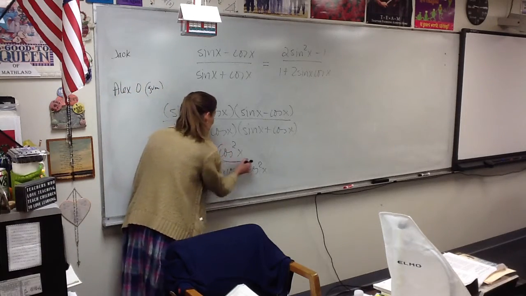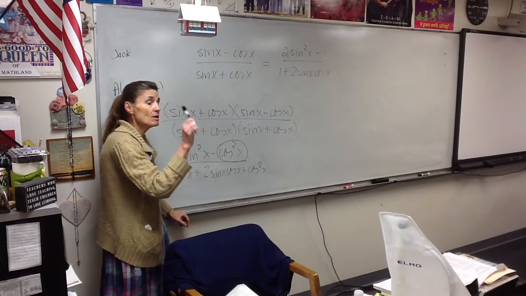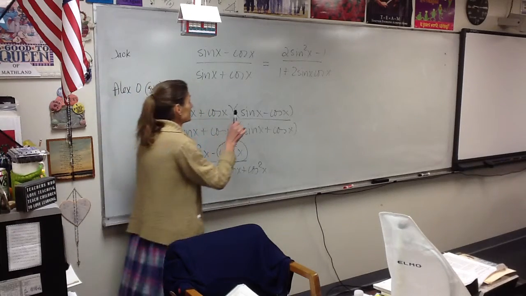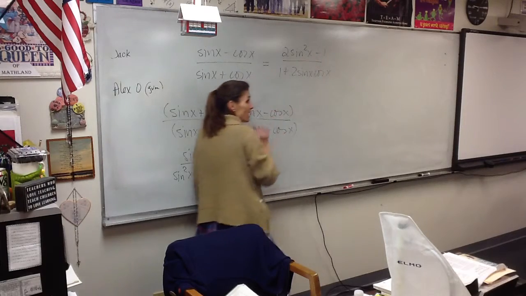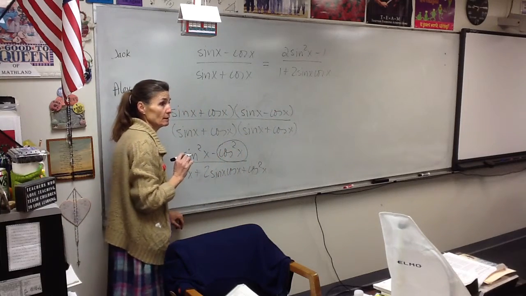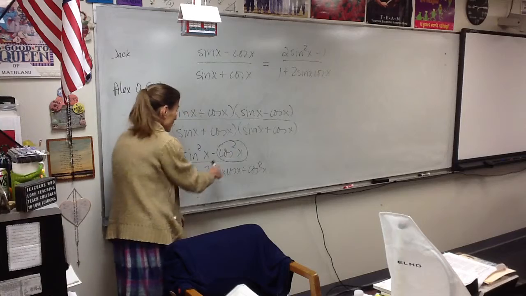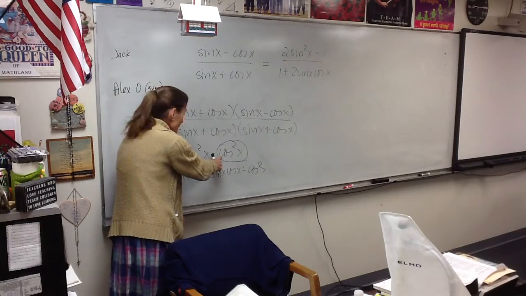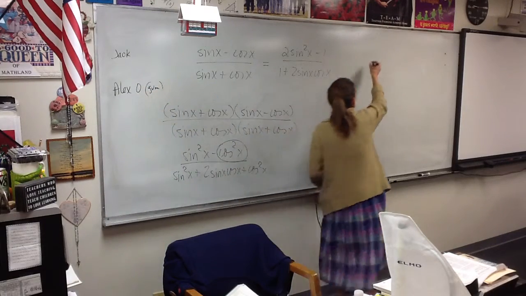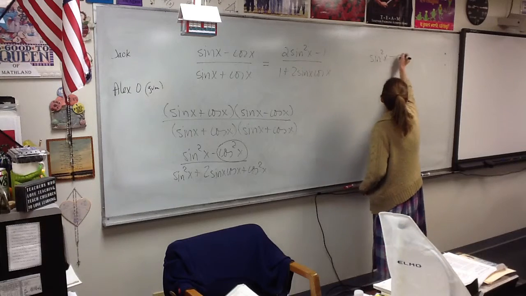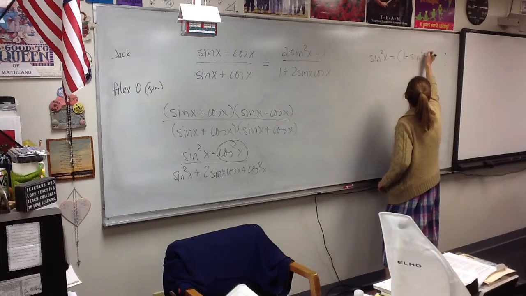So let's replace that. And again, the reason we need to replace it is because there's no cosines in the answer. There's no cosines up there, so that's got to go someplace. So I'll replace it with 1 minus sine squared.